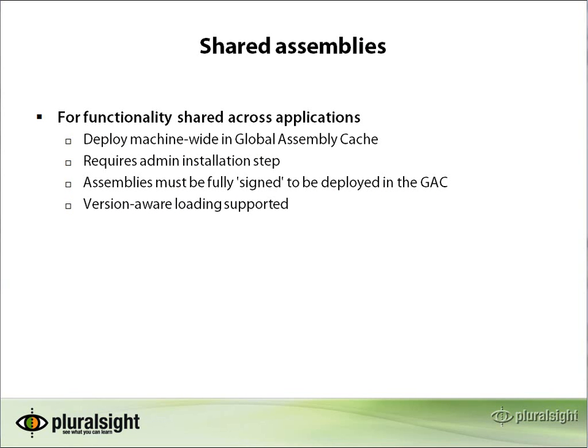Now, the third option for deploying code as part of your site is to package up your code into a separate assembly and then deploy that to the global assembly cache. And this can often be useful, especially if you want to share utility classes or classes in general across applications on a single machine. You can deploy once to the global assembly cache and have all of the applications of that machine refer to that globally deployed assembly.